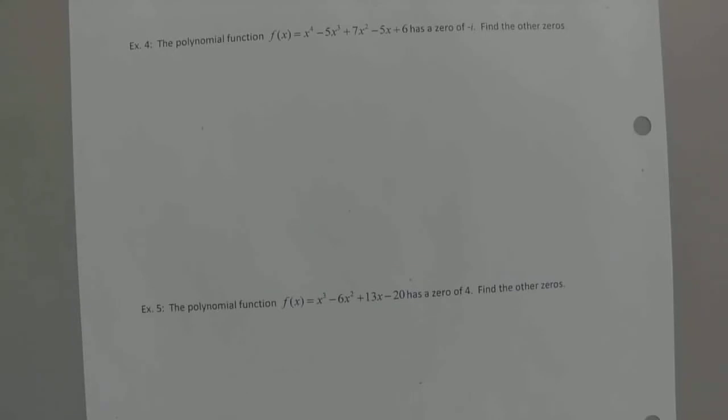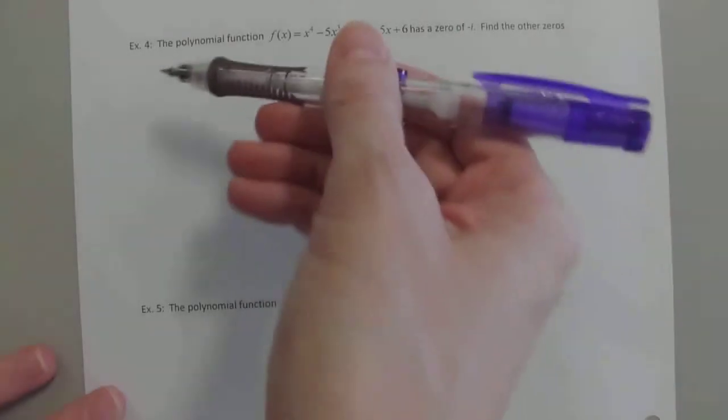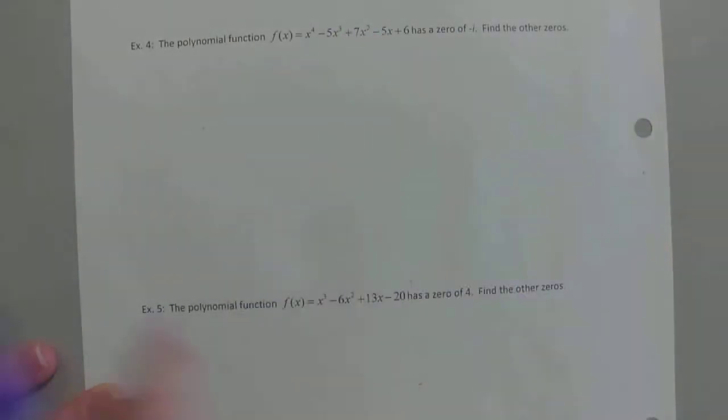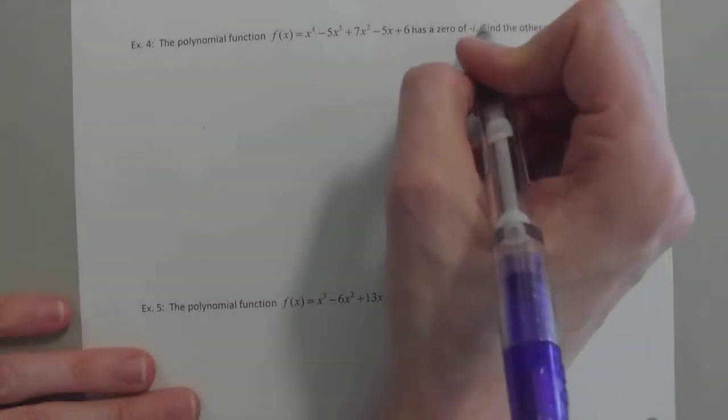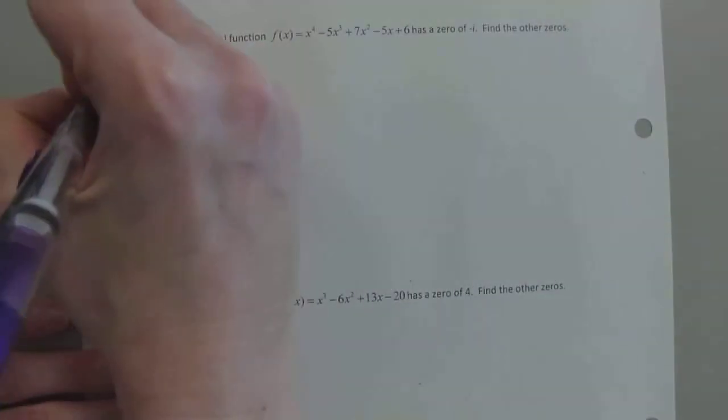So how many zeros or factors you have is the actual degree, and then the turning points is 1 less, okay? So we have this polynomial x to the 4th minus 5x cubed plus 7x squared minus 5x plus 6. Oh my gosh, that's a mouthful. All right, and one of our zeros is negative i, okay? So this is actually going to take us a couple rounds because we only have 1 and we still need to find 3, okay?